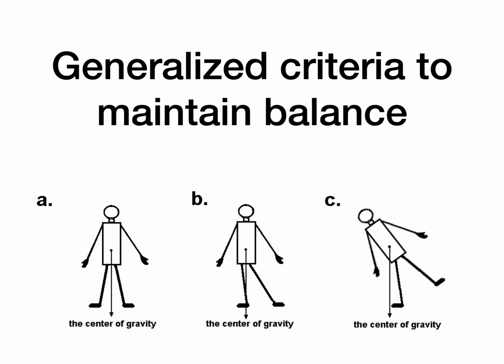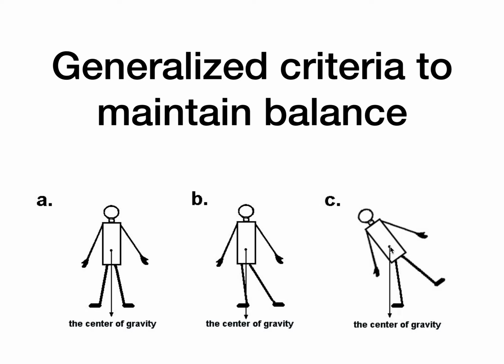So it's also applied in human movement science. In order to maintain balance, you need to keep your center of gravity within your foot or within your base of support. So in this case, the center of gravity is pretty close to the base of support. And if he leans a little bit more, his center of gravity will be outside of the base of support.